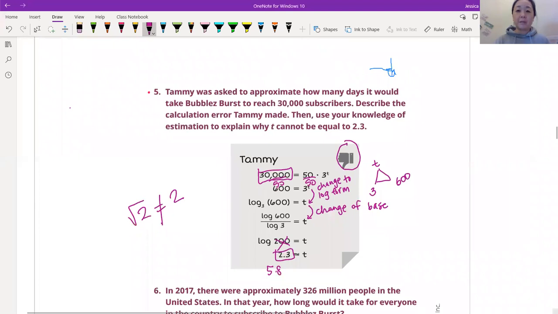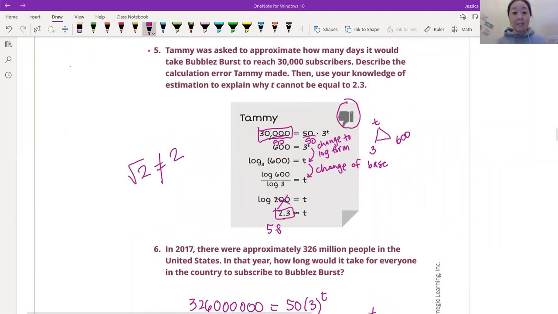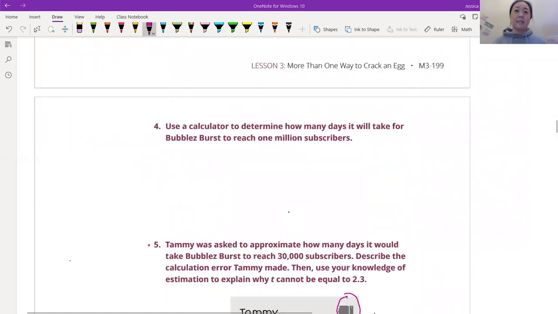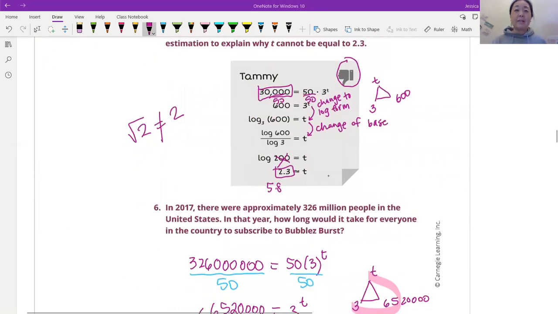We're going to do a bit of skipping here, if you don't mind. So now Tammy has to do the exact same thing, except now instead of 20,000, it's 30,000. If you notice, her answer is 2.3. There's no way. It doesn't even make sense, because to get to 20,000, we needed 5.5 days. So it should be longer than 5.5 days, right? Make sense? All right, so here we go.